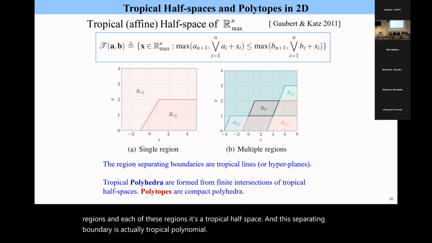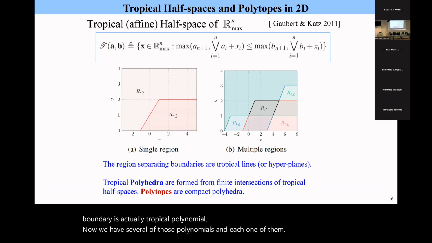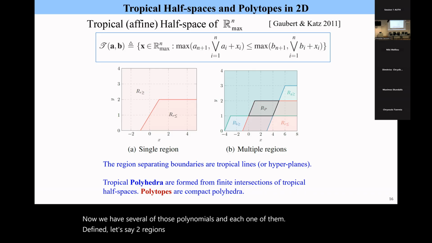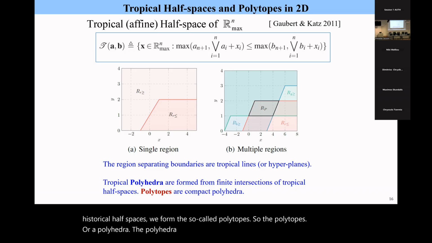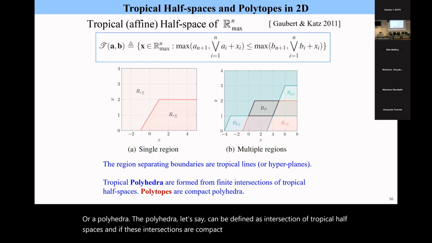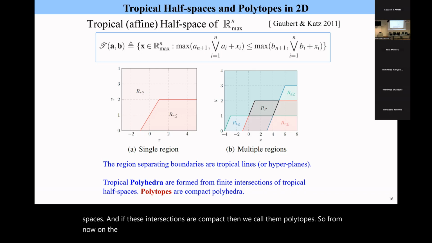Now, if we have several of those tropical polynomials, and each one of them defines, let's say, two regions, then by taking a finite intersection of these tropical half spaces, we form the so-called polyhedra. The polyhedra can be defined as intersection of tropical half spaces, and if these intersections are compact, then we call them polytopes. So from now on, the word polytope will mean for us a compact intersection of tropical half spaces.